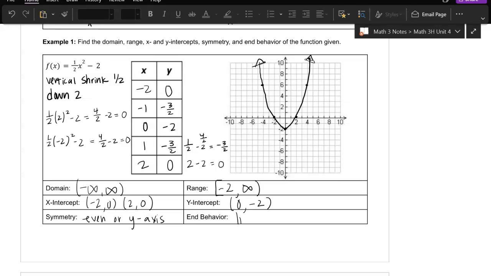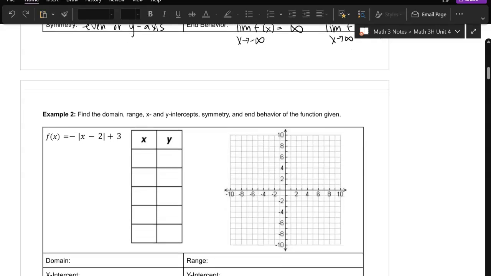All right, and behavior, so limit as x approaches -infinity, f of x equals, and then the right side. All right, so the left and right side, they're both pointing up and up, which is infinity, so our answer is infinity for both. All right, next one.